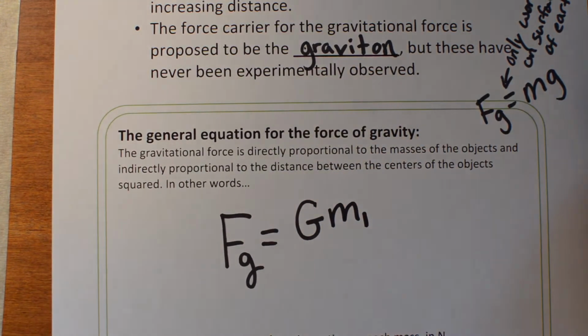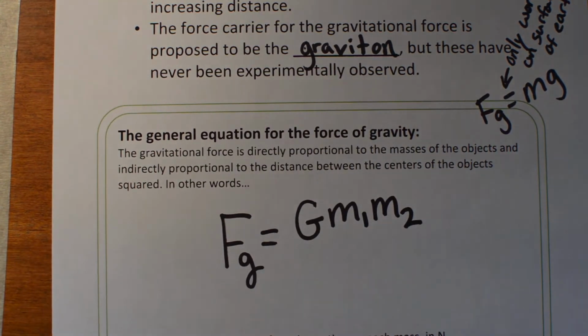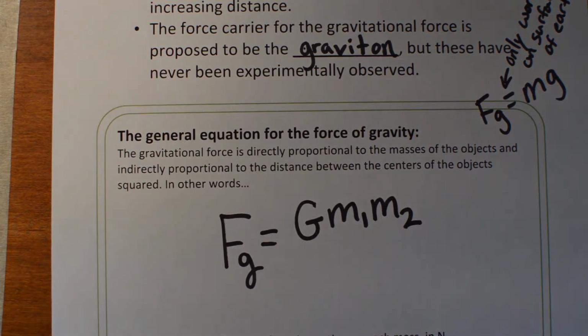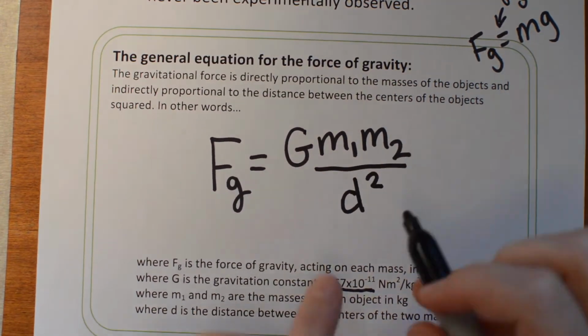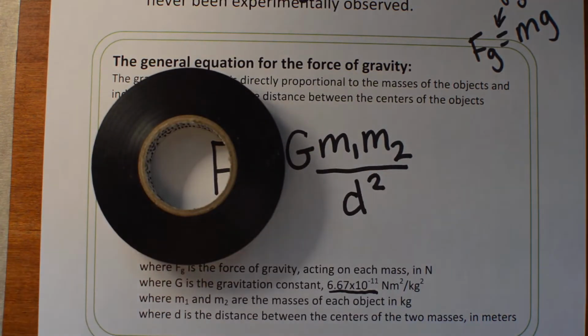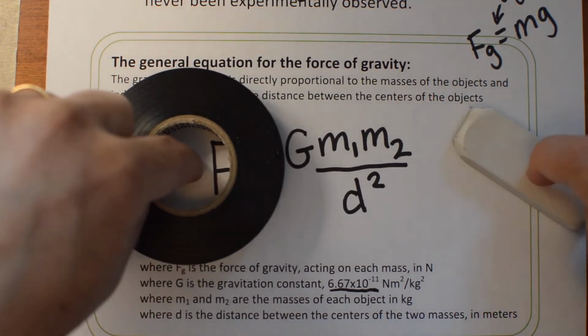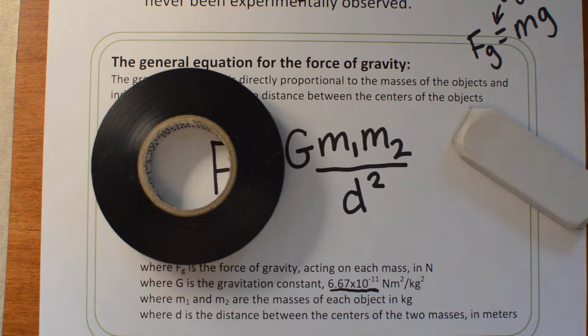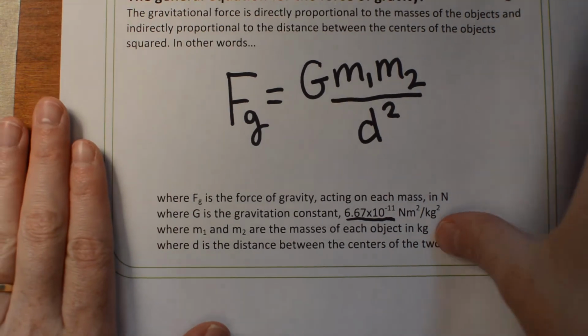It's multiplied by mass 1 times mass 2. So the gravitational force between any two objects with mass, mass 1 and mass 2, divided by d squared. And d is the distance between the centers of the objects. So if I want to know the gravitational force of attraction between this tape and this eraser, I need to measure the distance between the center of mass of the tape and the center of mass of the eraser. All right, that is my equation.